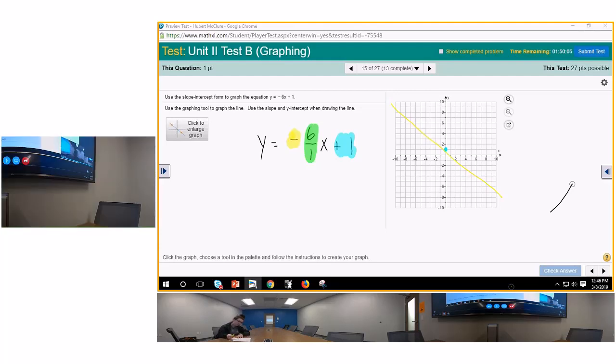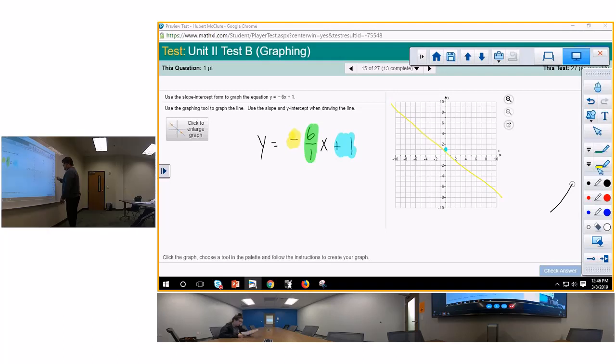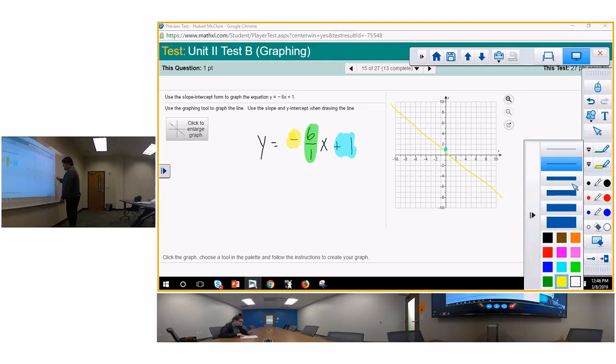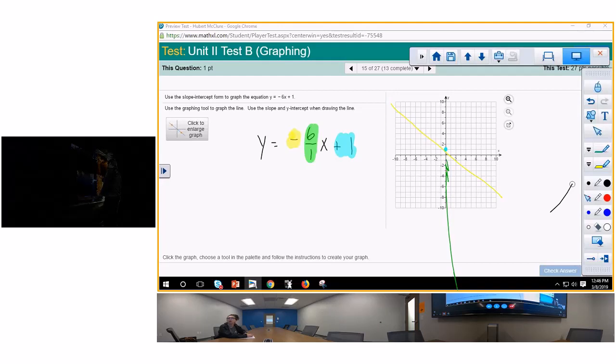Okay, 6 over 1. 6 vertical. So let me take my handy dandy green marker. 6 vertical. 1, 2, 3. Really? I don't know why I did that.